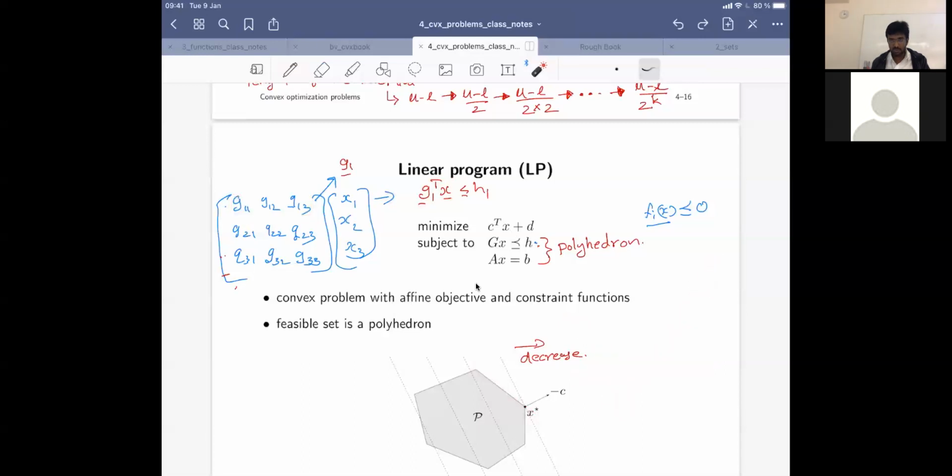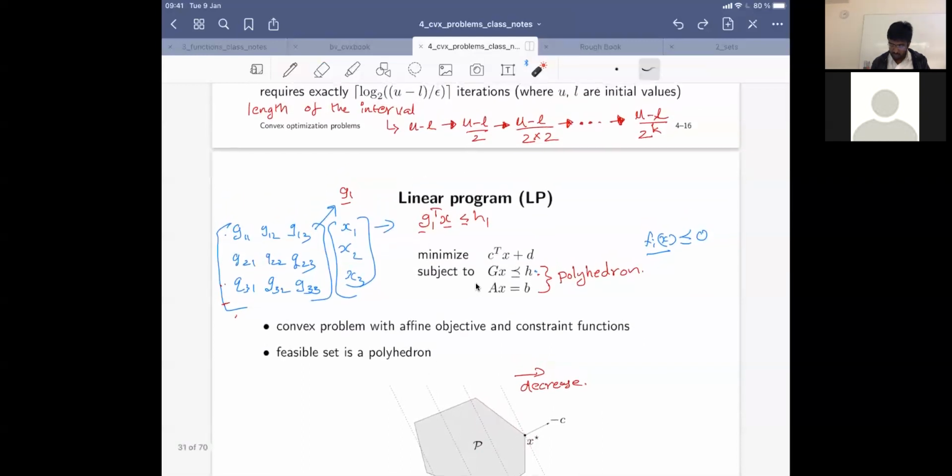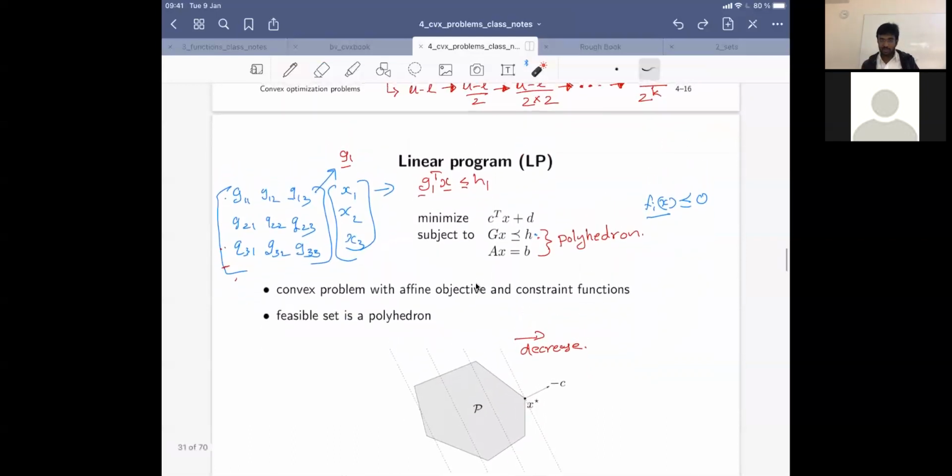I was wondering, what does the Ax is B do? One thing is the Gx is smaller than H. I can imagine this could be a polyhedron, but then you put it on both, also Ax is B. So that's the point.